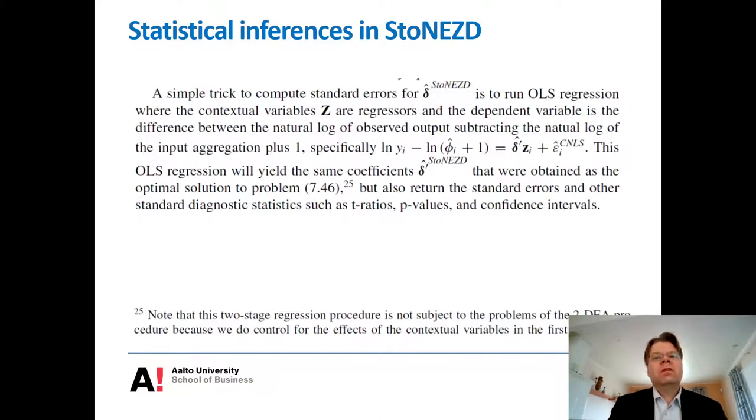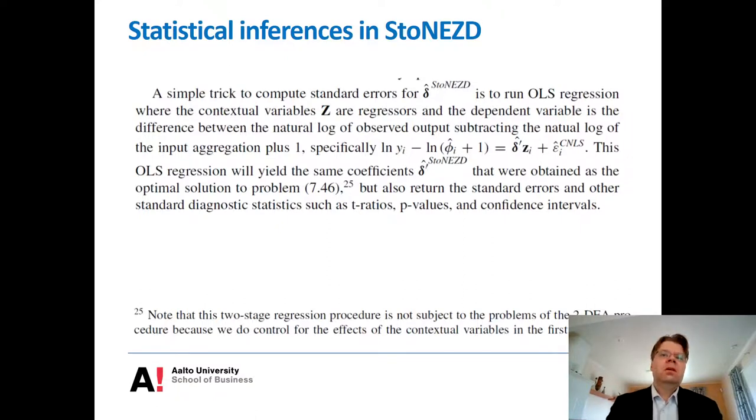However, the advantage of this StoNED approach is that we do not really go to the Simar and Wilson type bootstrapping. Statistical inferences rely on this asymptotic normality result, similar to the standard linear regression, where we also usually rely on the asymptotic normality. So at least when the sample size is reasonably large, we can still apply the usual t-statistics and p-values and confidence intervals of the ordinary least squares procedure.